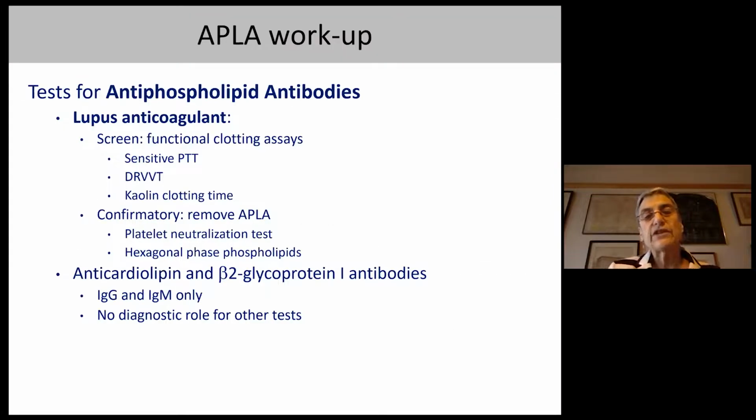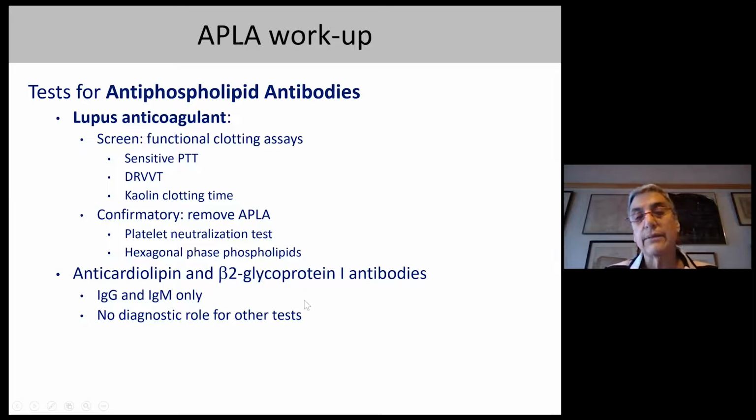So the tests for antiphospholipid antibodies include the lupus anticoagulant, which is screened by using functional clotting assays using a PTT and the dilute Russell viper venom time, and it can be confirmed by either adding back platelets or adding back excess phospholipid and seeing that the PTT corrects. And the most common forms of antiphospholipid antibodies are anticardiolipin and beta-2 glycoprotein 1 antibodies, and they should also be tested separately because there are some patients who will have these antibodies but won't have a lupus anticoagulant, and vice versa. You may not detect the anticardiolipin antibodies and still have the lupus anticoagulant.